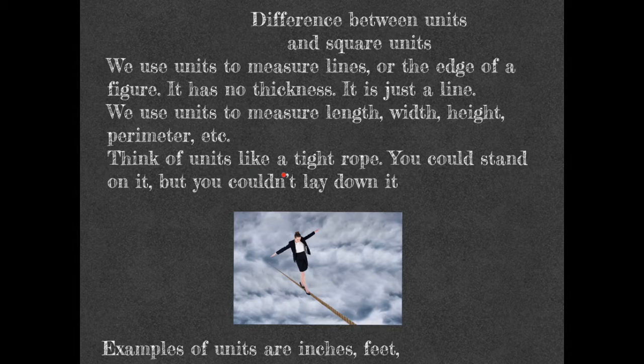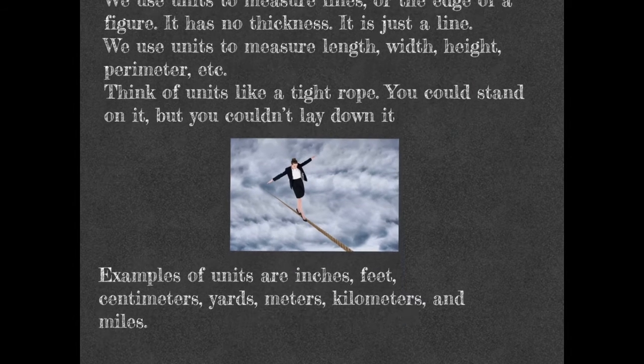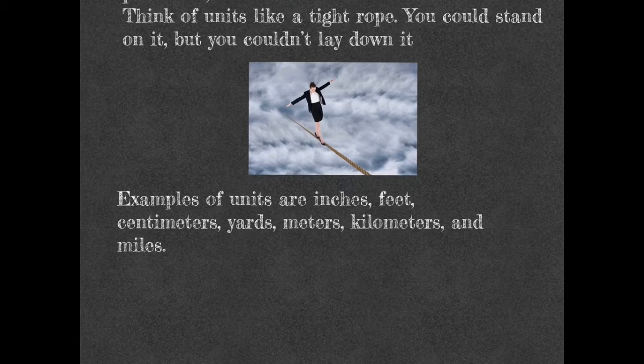Think of units like a tightrope. You could stand on it, but you can't lie down on it. It has no thickness. It's just a straight line or a curved line, but it's just a line. That's what a unit is. Some examples of units you might be familiar with are inches, feet, centimeters, yards, meters, kilometers, and miles. Those are all units of measure.